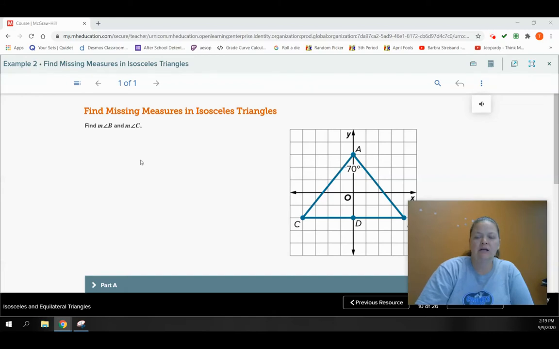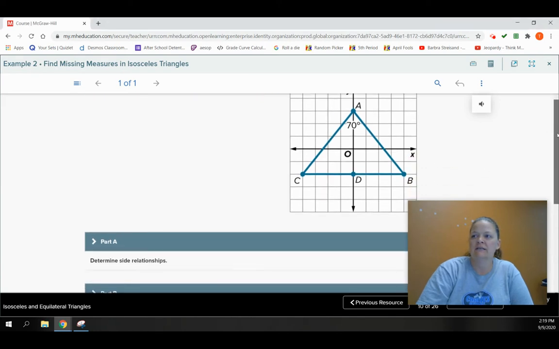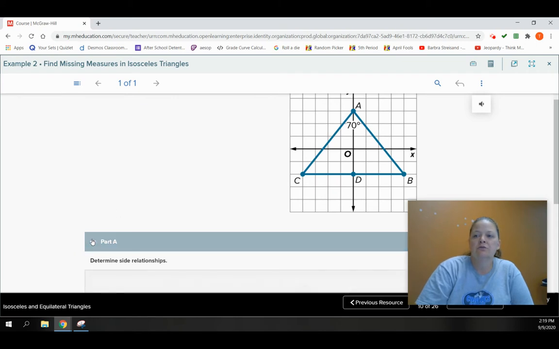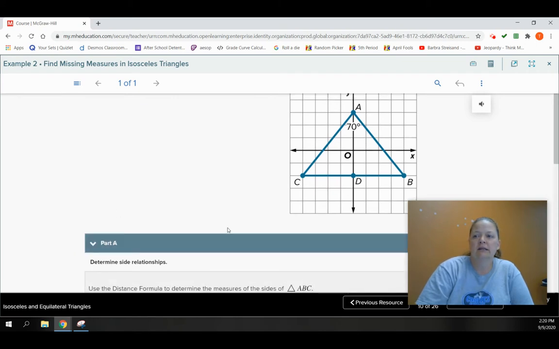In example 2, they ask us to find the missing measure in the isosceles triangle. So they want to know what are the measures of angles B and C, B and C right here. So the first thing we have to do is determine the side relationships.